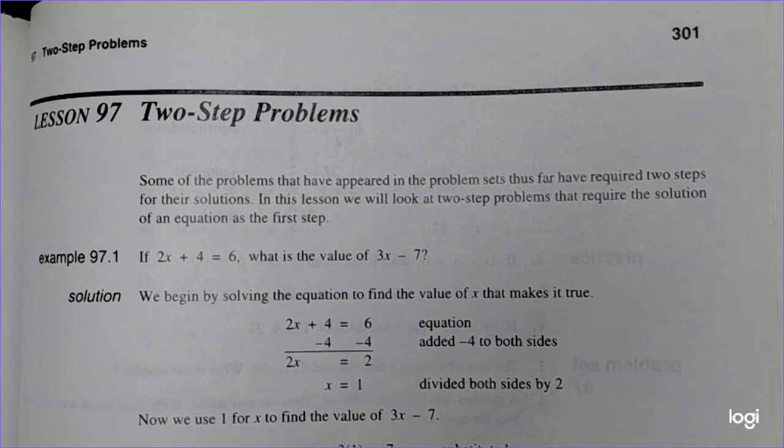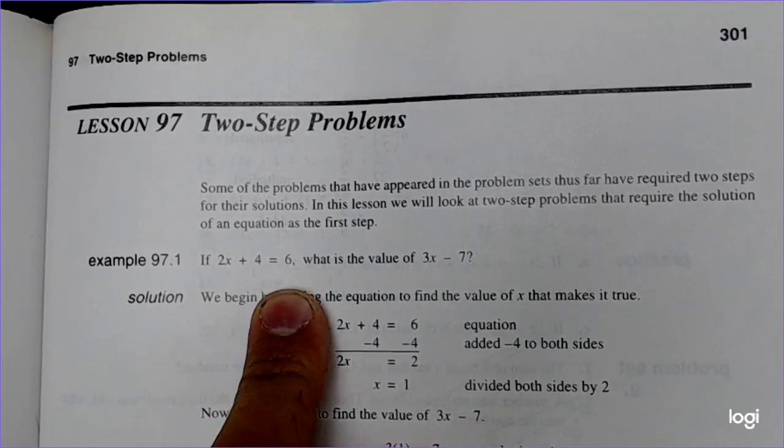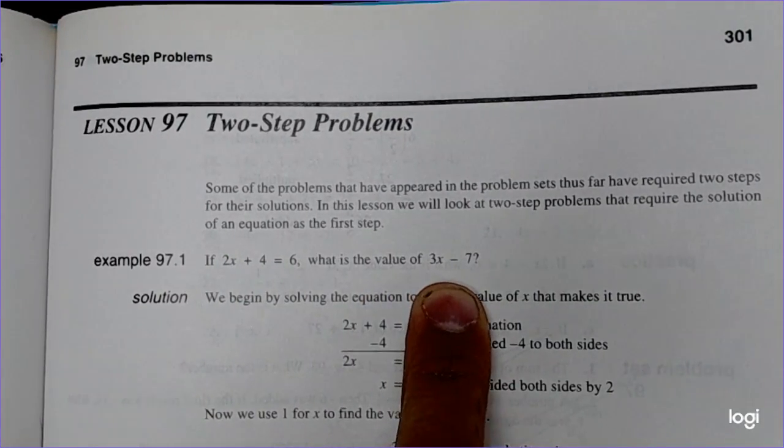Pre-algebra, lesson 97, two-step problems. So two-step problems are just as they're described. It's actually two problems in one. So we've got this example. If 2x plus 4 equals 6, what is the value of 3x minus 7?